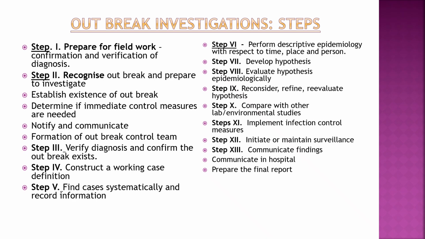In step 1 you have to prepare for field work, so confirmation and verification of the diagnosis is there. Then second step, recognize the outbreak and prepare to investigate. So establish the existence of the outbreak, determine if immediate control measures are needed, then notify and communicate, and form the outbreak control team. Then step 3, verify diagnosis and confirm the outbreak exists. Step 4, construct a working case definition. Step 5, find cases systematically and record information. Step 6, perform descriptive epidemiology with respect to time, place and person.